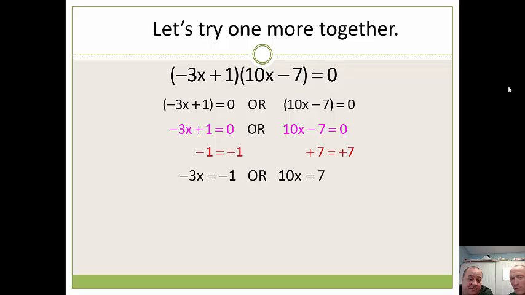What's the next step? Do you guys know what to do? I think we're going to divide, get rid of that number, absolutely. Leave the letter by itself. So on the left one, we're going to divide both sides by negative 3 to get us negative 1 over negative 3. And on the right side, we're going to divide both sides by 10 to get us 7 tenths.